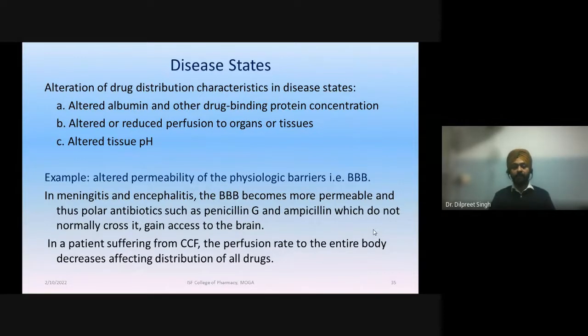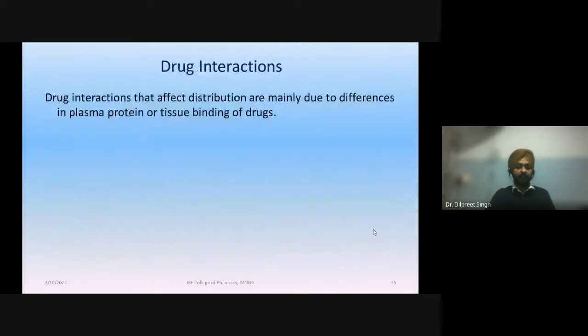In inflammatory conditions such as meningitis and encephalitis, the blood-brain barrier becomes more permeable, and thus polar antibiotics such as penicillin G and ampicillin, which do not normally cross it, gain access to the brain. In a patient suffering from CCF, the perfusion rate to the entire body's organs decreases, affecting the distribution of all drugs.